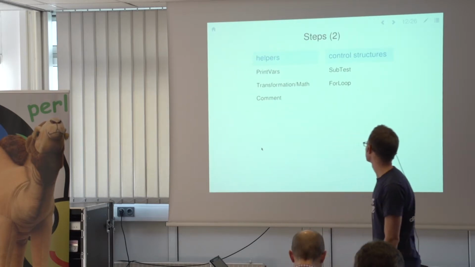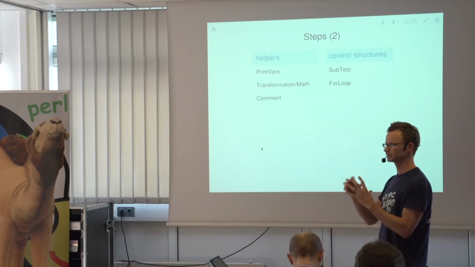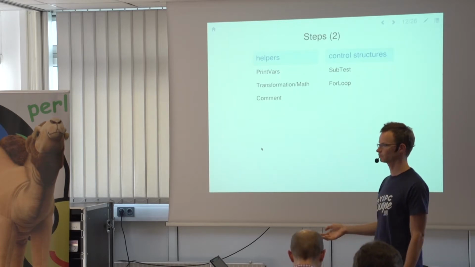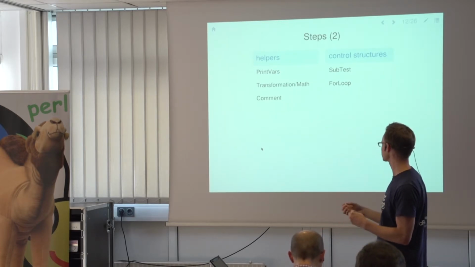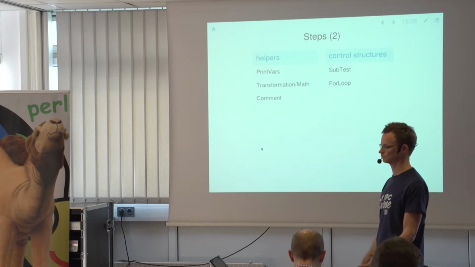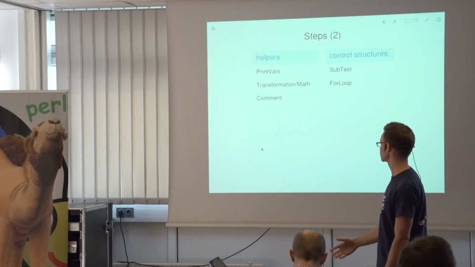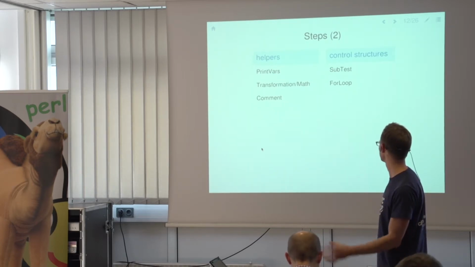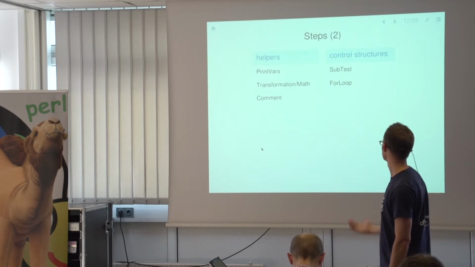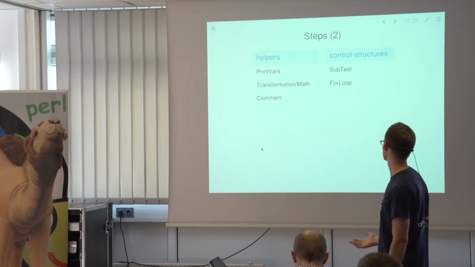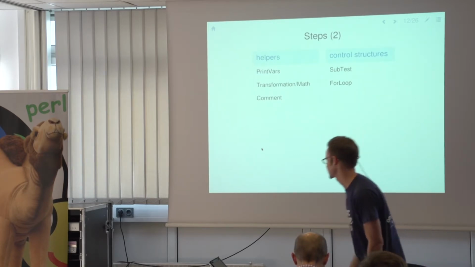Then there are some helper steps. For example, dump all the request has a stash, and I can just print out everything that's in the stash, mostly for debugging. I can change the data structures and strings that I have with one of the transformation or math steps. I can add comments so if someone looks up the test, he knows what's going on in there. And for reuse of modules, we have a subtest step and an easy for loop for just iterating over values. It's just for refactoring of the test actually.